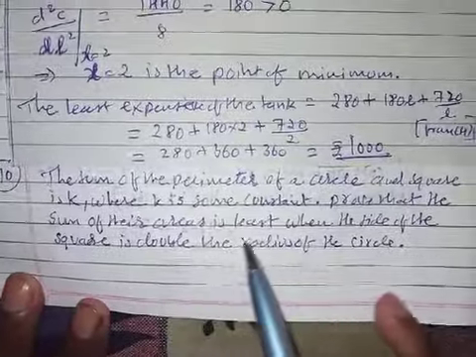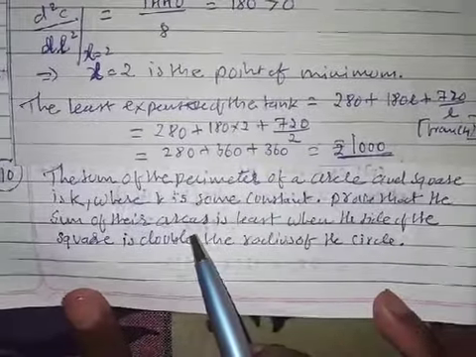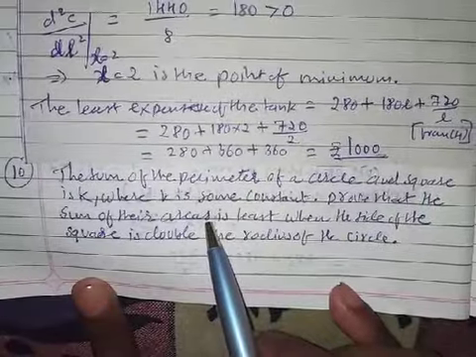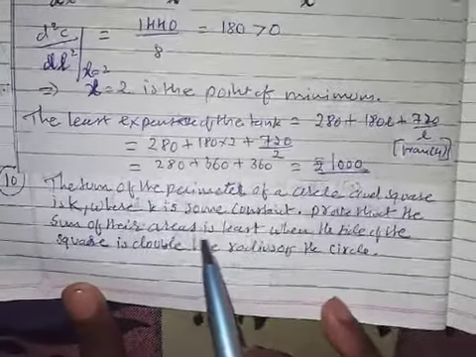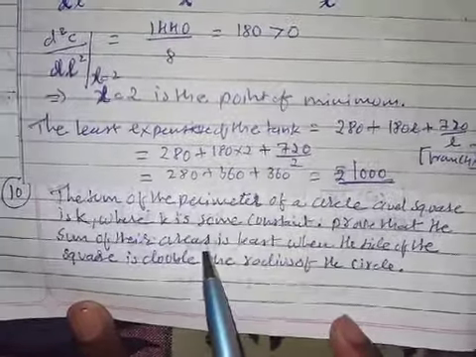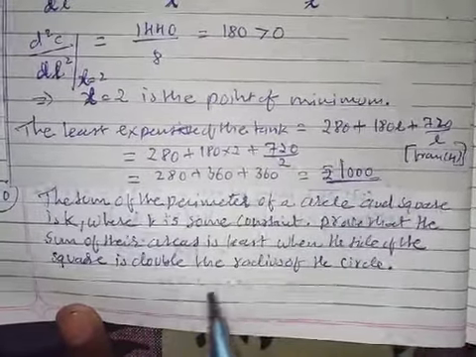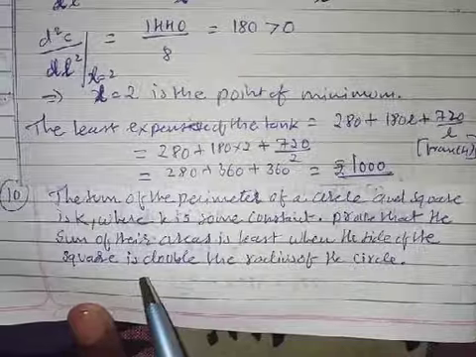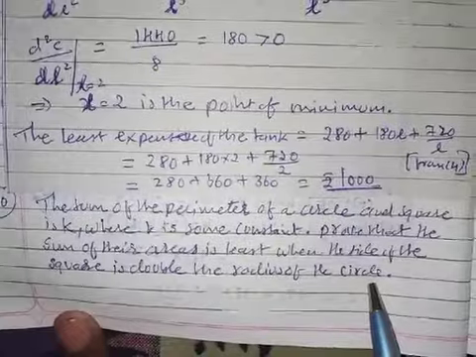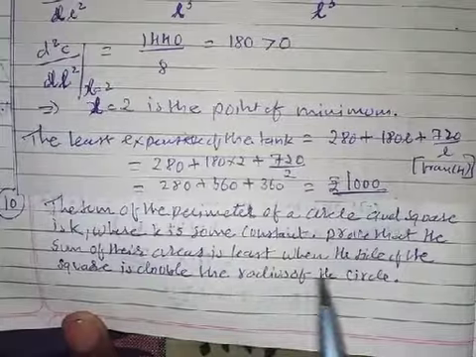Prove that the sum of the areas is least. We have to find the area. The perimeter is given. From there we have to find the value of x and put it into the area. Then we have to prove that this area is minimum. How will we prove minimum? If we get the double derivative positive, then it proves that it is minimum. After proving minimum, you have to prove the relation: when the area is least, the side of the square is double the radius of the circle. The side of the square we have taken as x, so x is equal to 2r. We have to prove that after that.